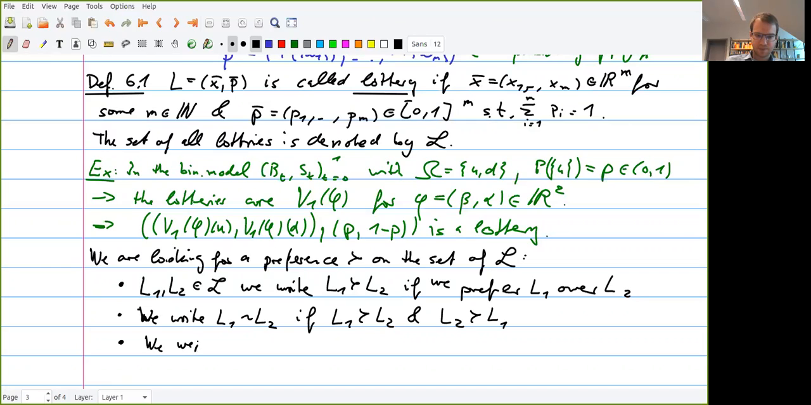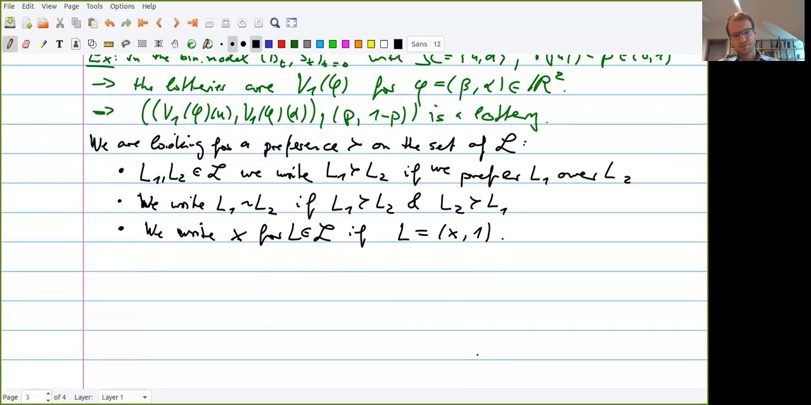We write X for L in L if the lottery, so if I have a certain payoff, so if the payoff X appears with the probability 1, so this is a lottery (X, 1), then we just write X because then it's just a real number.